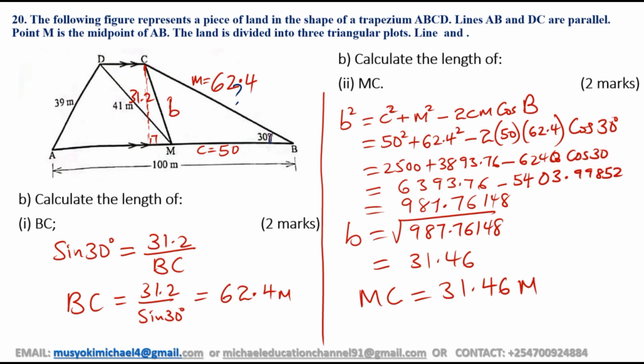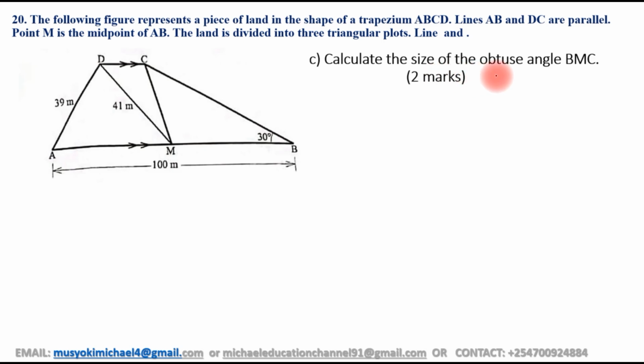Then part C of the question, we calculate the size of the obtuse angle BMC. So this is the angle we need to get. Already BC we have gotten, which is 62.4. We have also found MC, which is 31.46, and we have this angle. So we can use the sine rule.